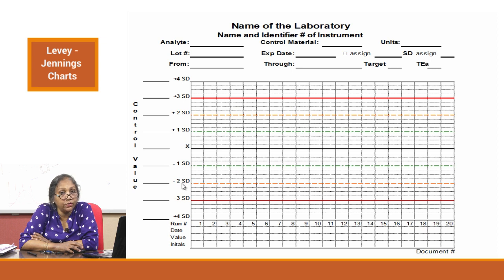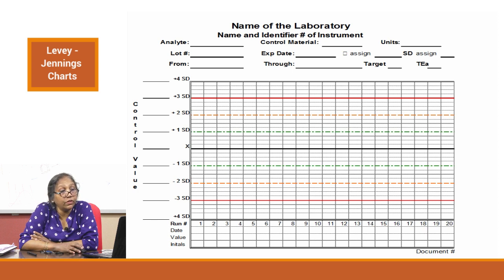You take a graph paper, and whatever your mean is, you put that value here. Assign your 1 SD, your 2 SDs, 3 SDs, 4 SDs, and whenever you are running, write your date, your values, your initials, and plot it as a data point on these charts. And of course, you have to write the name of the analyte, the lot number of the QC, and what control material is used. There are multiple kinds of control material; we talked about them in the previous videos about the commercial controls, whether assayed or non-assayed, and who the provider is. Every control has a certain name.